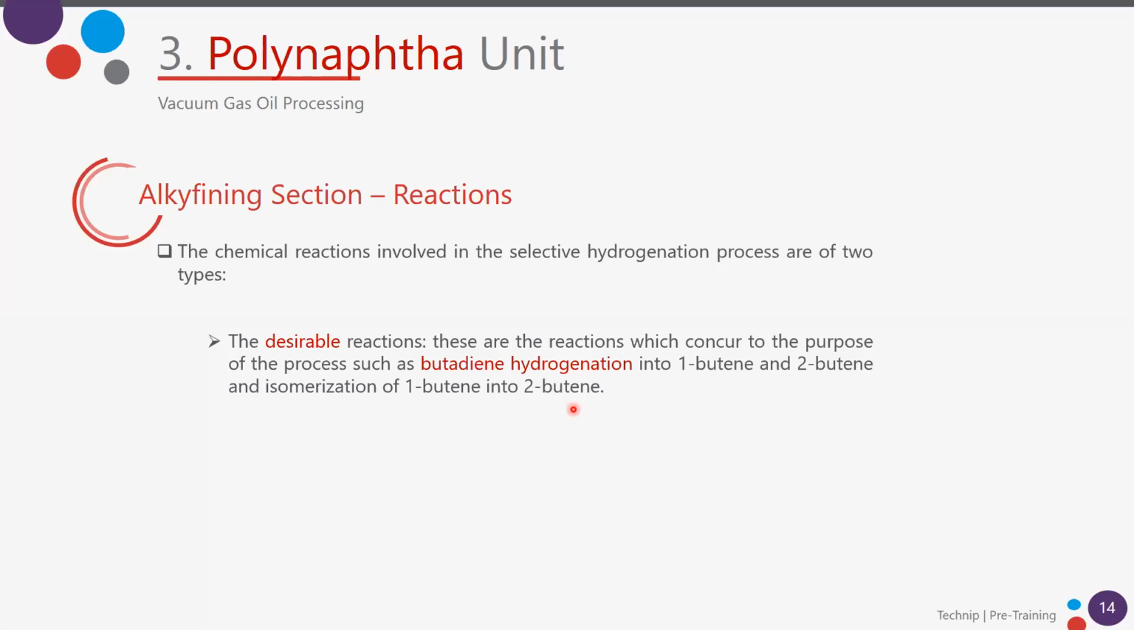I have seen that they said in the operating manual that about 60% of the butadiene is converted to butene-1 and 40% to butene-2. Okay.